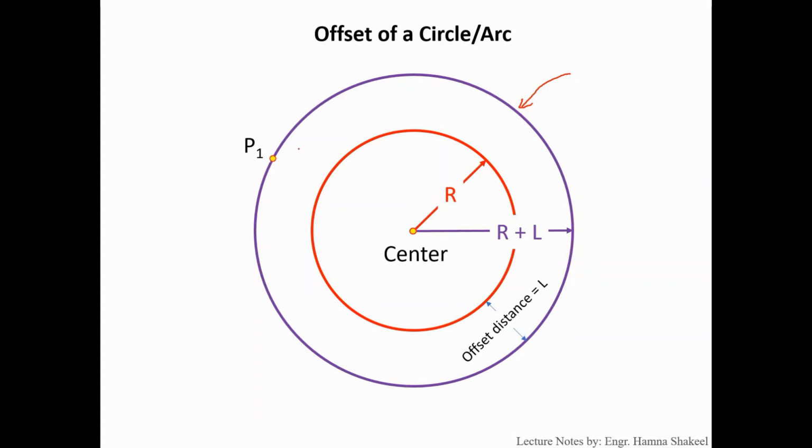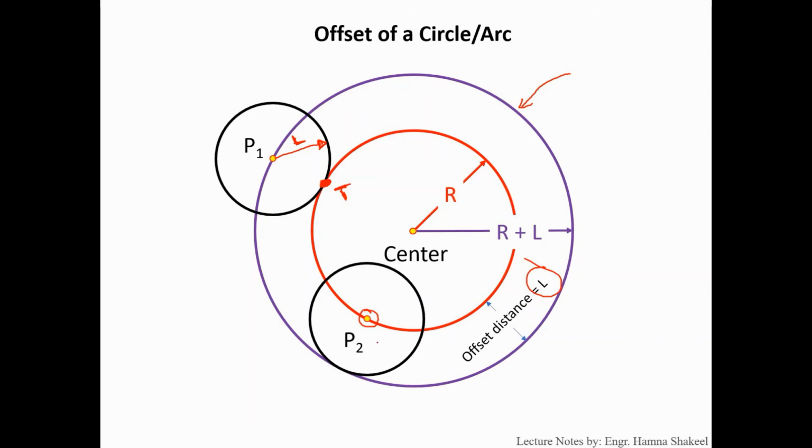If you take any point on the offset circle and draw a circle having a radius equal to the offset distance, in this case the offset distance is L, this circle will touch your original circle at a tangent point. Similarly, if you take a point on the actual circle and draw a circle having a radius of offset distance L, this circle will touch the offset circle at a tangent point.